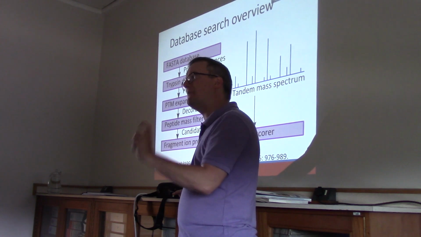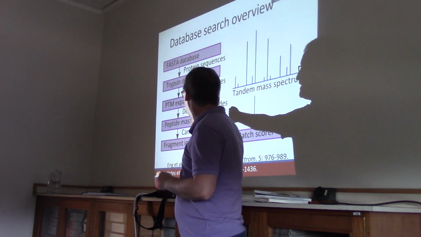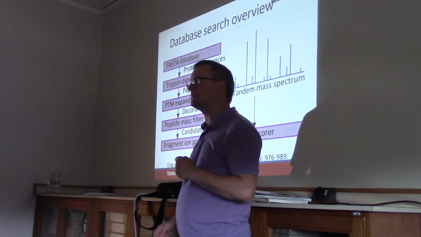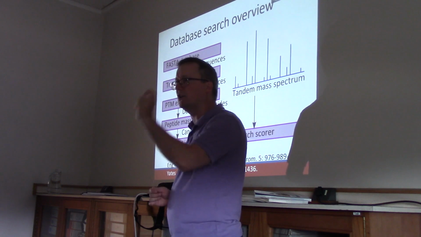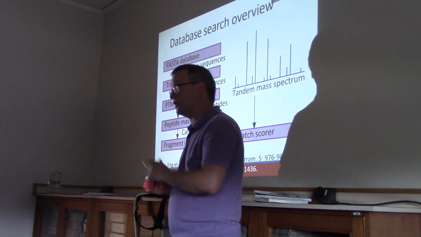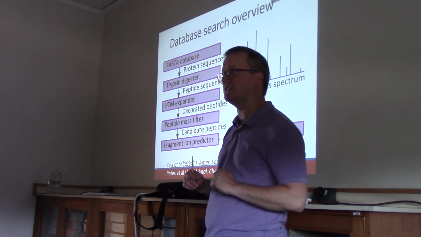So knowing a peptide mass means that you don't have to compare every peptide to every spectrum. You only need to compare those peptides to the spectrum if they're very, very close to the mass of the whole peptide. That's magic. So this mass filter gives us a list of candidate peptides.